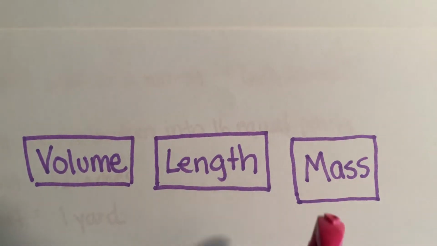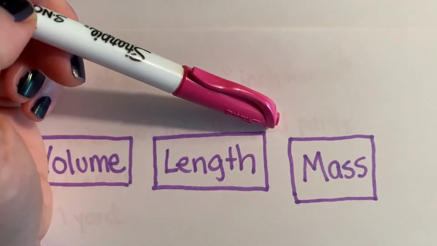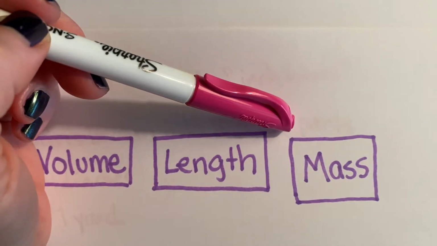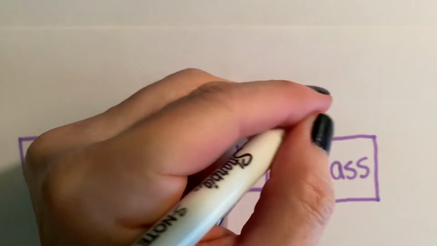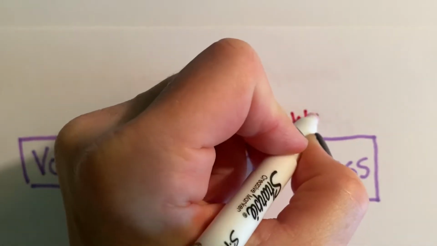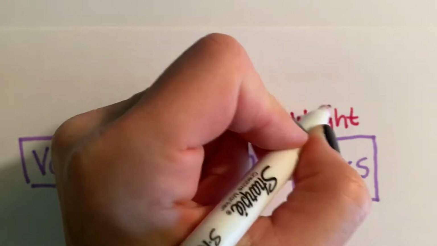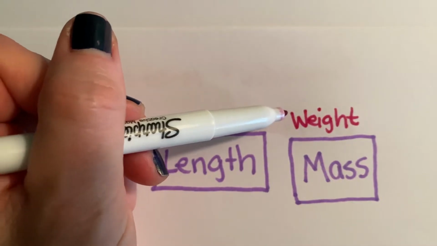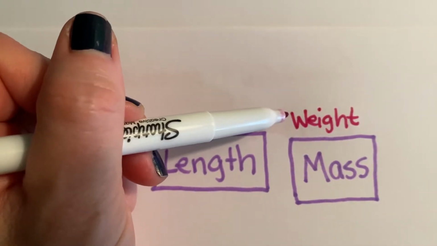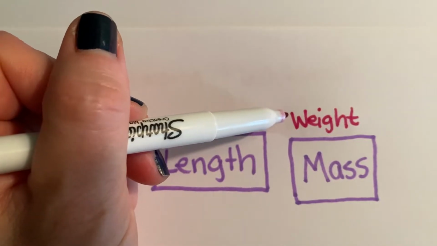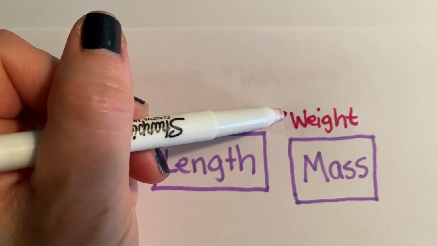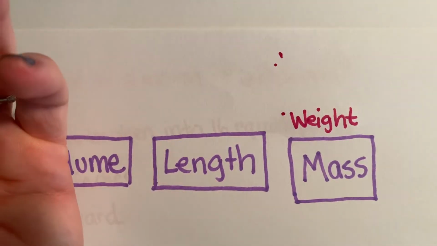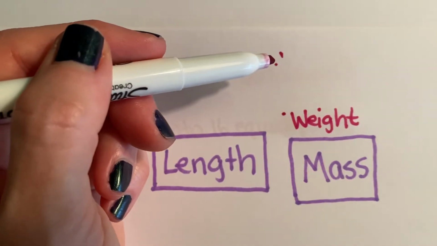And with mass, what's interesting about mass, and I think you may have learned about this in STEM class, is that mass and weight, let me write the word weight here, they're kind of used interchangeably, but they really don't mean the same thing. Weight is how much gravity is pulling on something. So your weight would change on Earth versus the moon because on the moon we have less gravity. So you would weigh less on the moon.